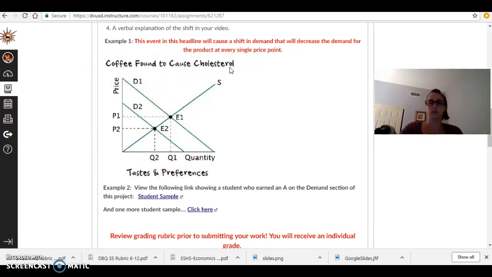Coffee, one of my all-time favorite things in the entire world. I mean, who doesn't love coffee? If you don't, wait till college. No, I'm serious.